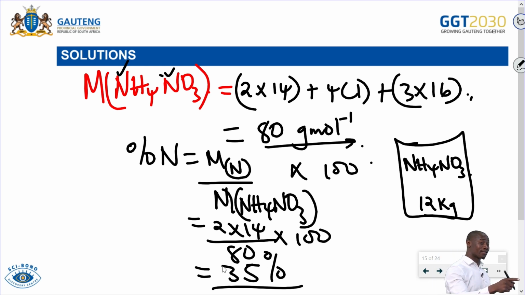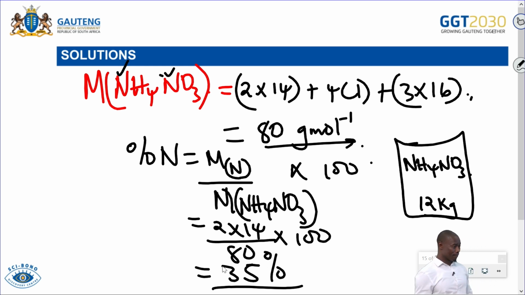So they're looking for the actual mass. Remember, in these 12 kilograms, you have nitrogen, you have hydrogen, you also have oxygen and other substances, all right? So they're looking for the actual mass of nitrogen in that bag of fertilizer. So how are we going to get the actual mass? Remember, we got the percentage of nitrogen in that bag of fertilizer, and the percentage is 35. Then what we are supposed to do for 3.2 is to calculate 35% of 12 kilograms, all right?